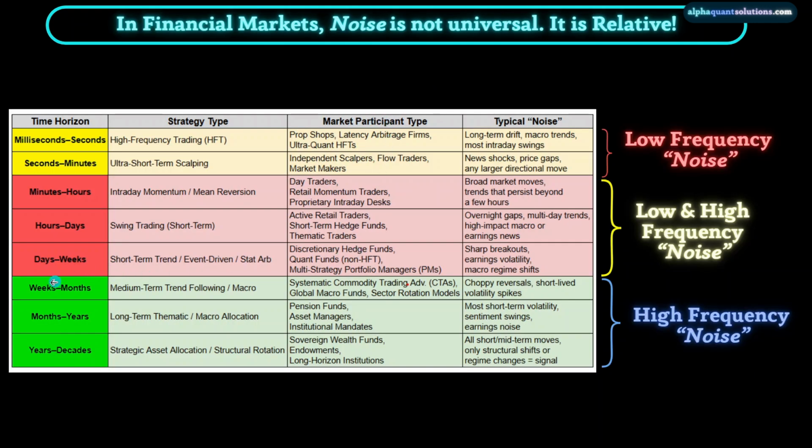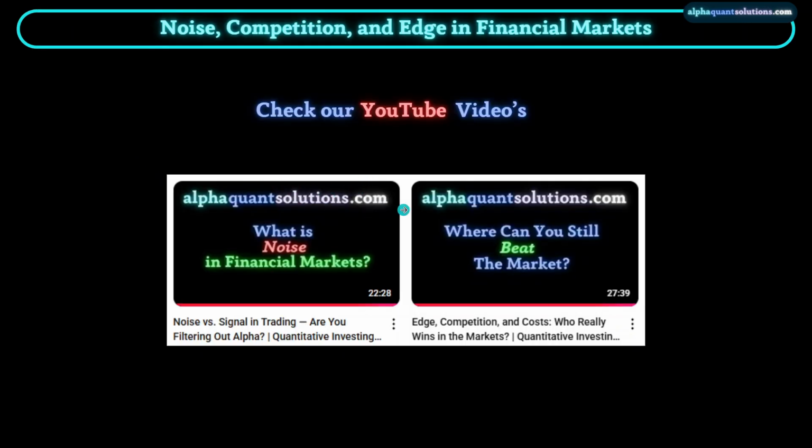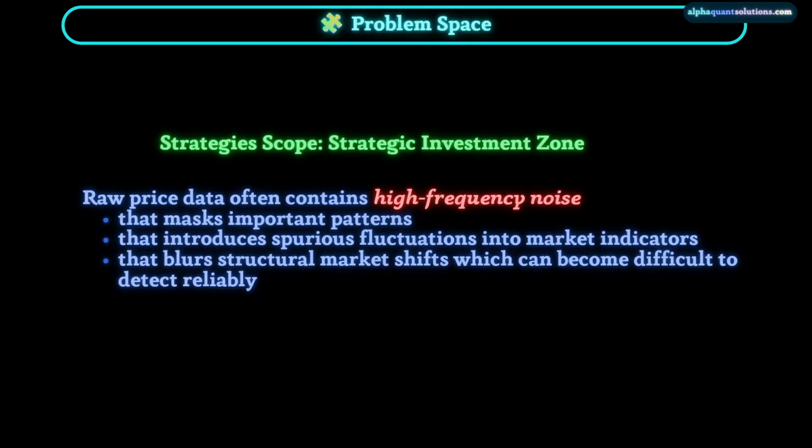Remember also that we said for strategies within the green area, so the strategic investment zone, those were primarily facing noise in the high frequency bandwidth, while strategies having very short-term time horizons are primarily disturbed by low frequency noise. As a quick reference, here are the two YouTube videos you can refer to if you want to learn a little bit more about how we define market noise and also about the table we just presented. Now, in our case, we are primarily focused on long-term strategies, so our scope is the strategic investment zone.